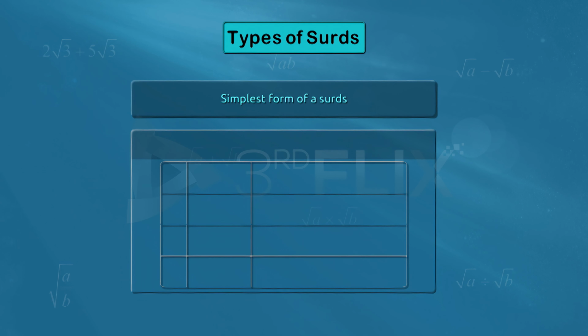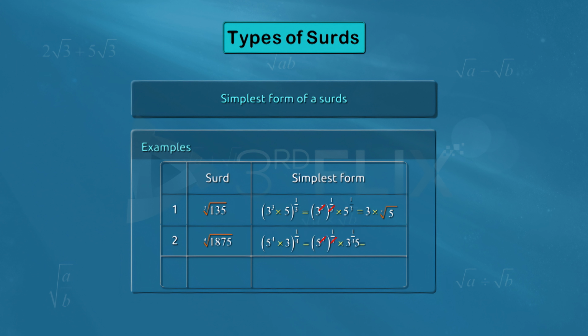Simplest form of surds. Examples: cube root of 135. Its simplest form is 3 into cube root of 5. Fourth root of 1875. Its simplest form is 5 into fourth root of 3. Sixth root of 8 equals sixth root of 2 cubed equals root 2, which is the simplest form.